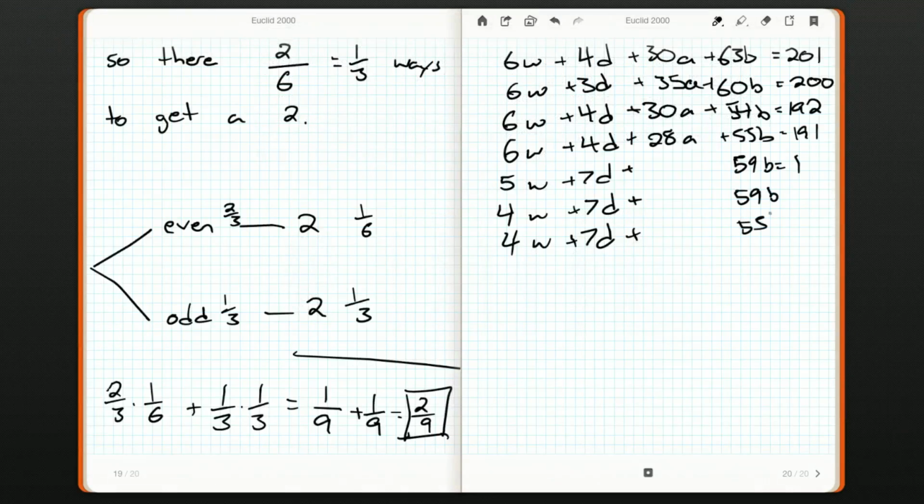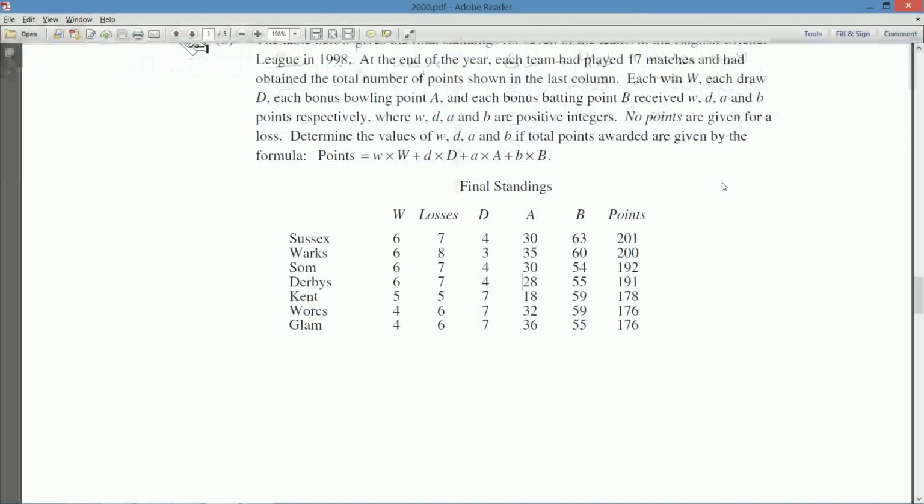Those are our batting points. That was 178, 176, 176, and I believe that was 18, 32, and 36, and we're just going to double check that. Because you can write equations all we want, but if they don't reflect this actual table and this actual way of calculating points, then there's really no point to what we're doing. We're making up our own question.